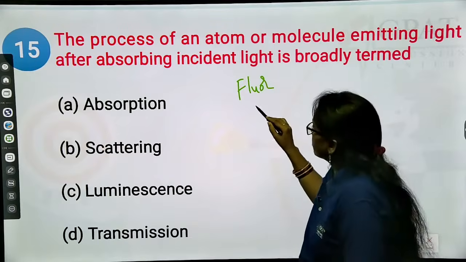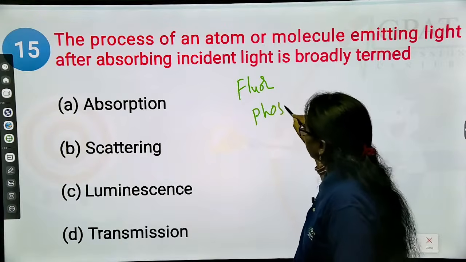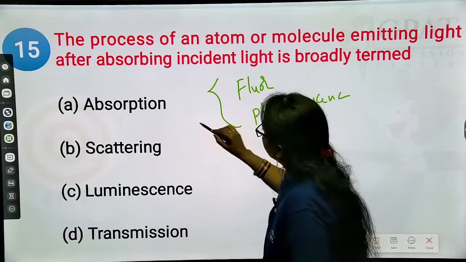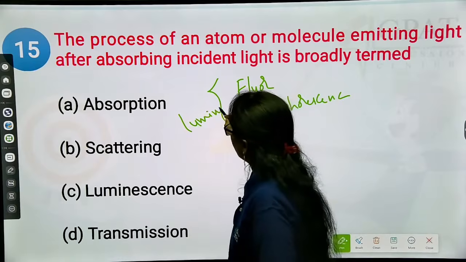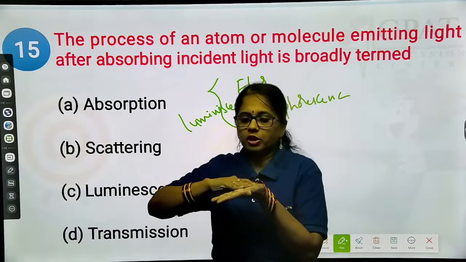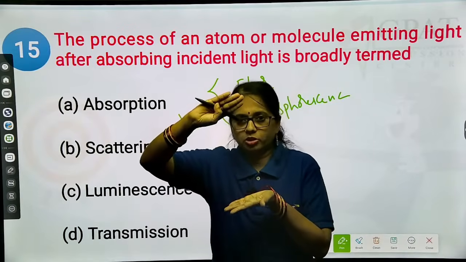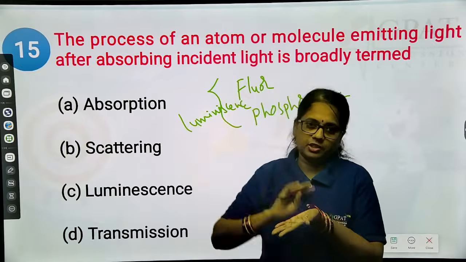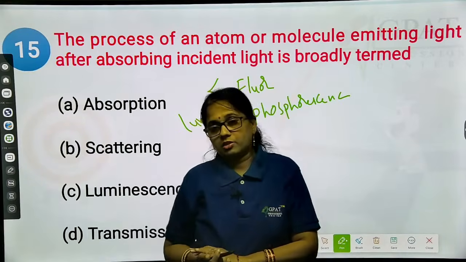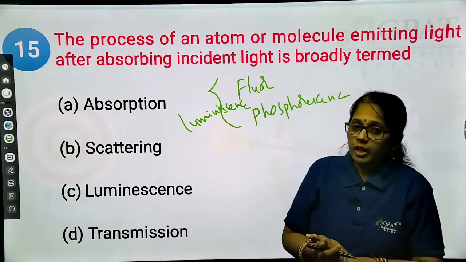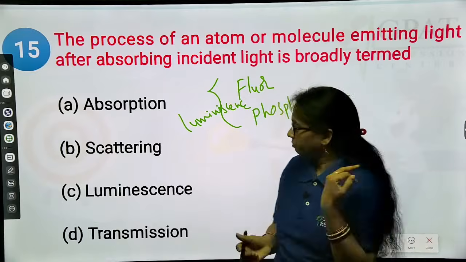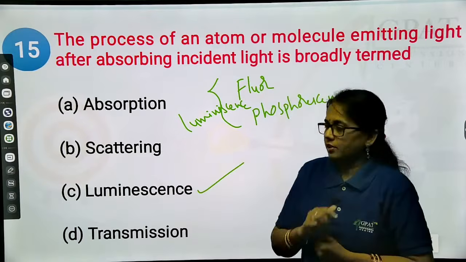After some time, it is going to be called phosphorescence, delayed fluorescence, but both come under luminescence, the emission of the light after absorption of the light. That means from the ground state the absorption takes place, then it is excited to the excited state. From the excited state, relaxation takes place, then emission of the light is going to be exhibited by some of the molecules, not all the molecules. Okay, so that is called luminescence.